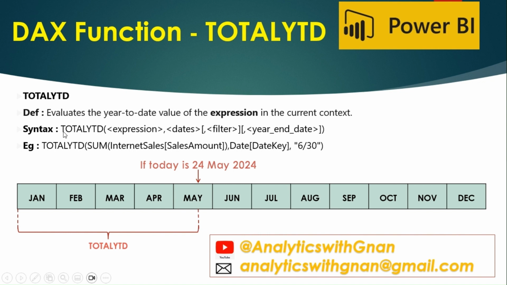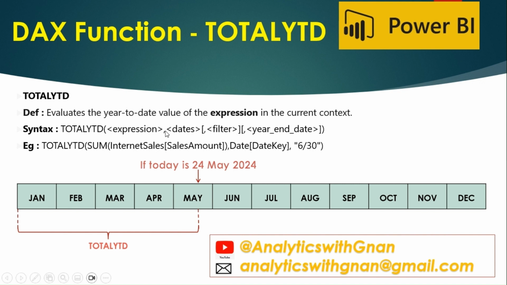Okay. And if you see the syntax, TOTALYTD, the expression, you can give an expression, for example, sum of sales, and the date, whichever date that you pass as the date argument. A couple of other arguments here, filter and year end date. As these are in square brackets, they are optional. Even if you don't pass these arguments, the syntax is still validated successfully.